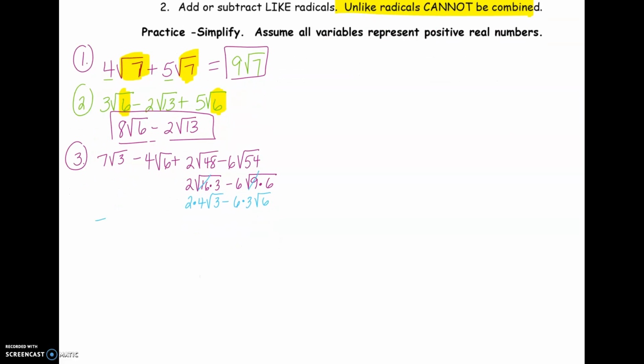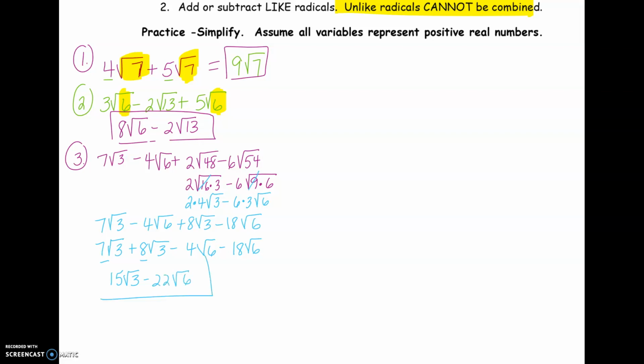So let's rewrite this whole thing. I have 7 times the square root of 3 minus 4 times the square root of 6 plus 2 times 4 is 8 square root of 3 minus 6 times 3 is 18 square root of 6. If it helps, rewrite your like radicals together. 7 square root of 3 plus 8 square root of 3 minus 4 square root of 6 minus 18 square root of 6. Combine your like radicals. You get 15 square root of 3 minus 22 square root of 6. And that's all you can do.